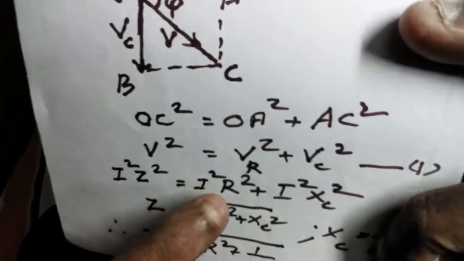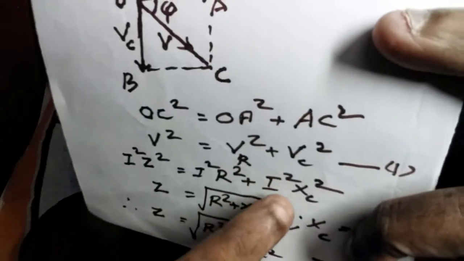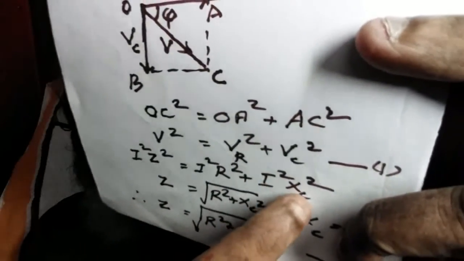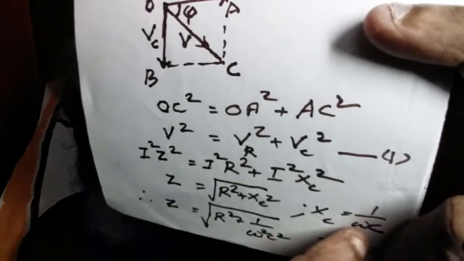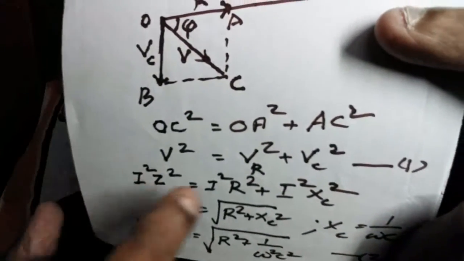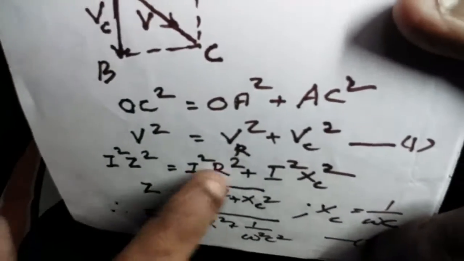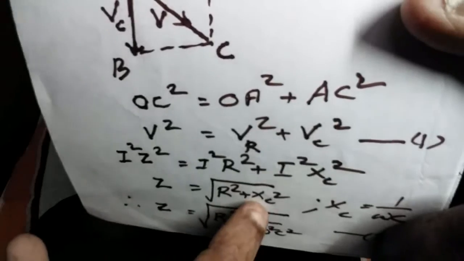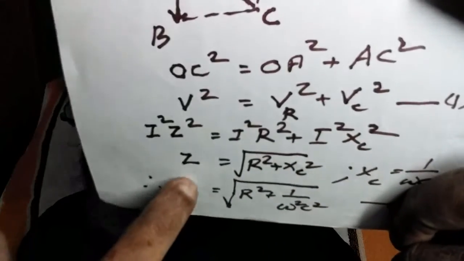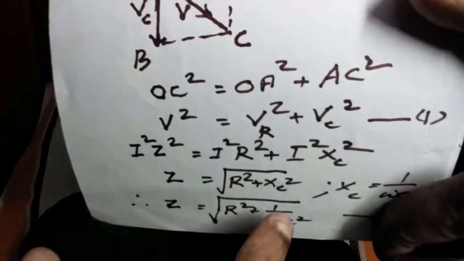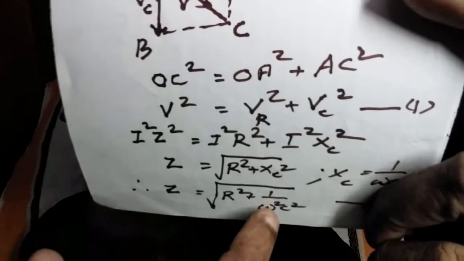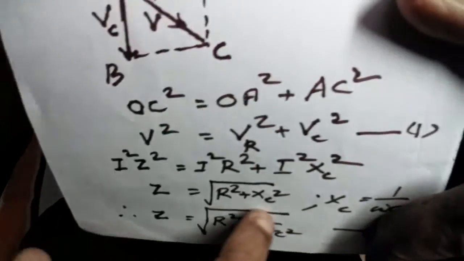square is I square R square plus VC square is I square XC square, where XC is 1 by omega C. I square would go, then we will get Z equals square root of R square plus XC square, or Z equals square root of R square plus 1 by omega square C square. This is the total impedance formula for the RC circuit.